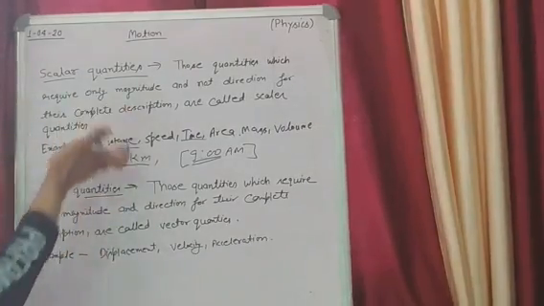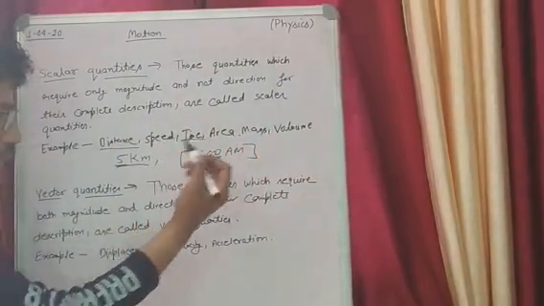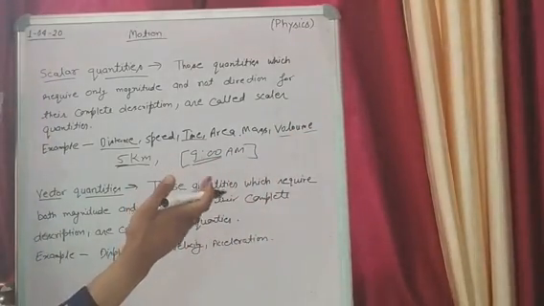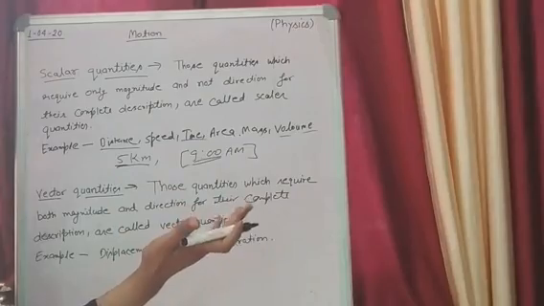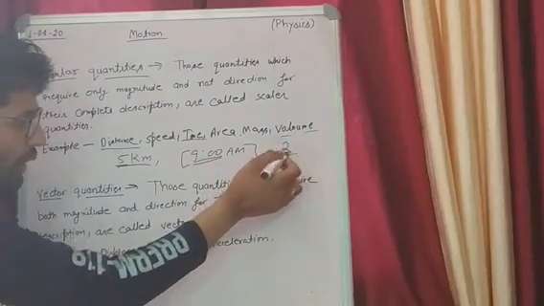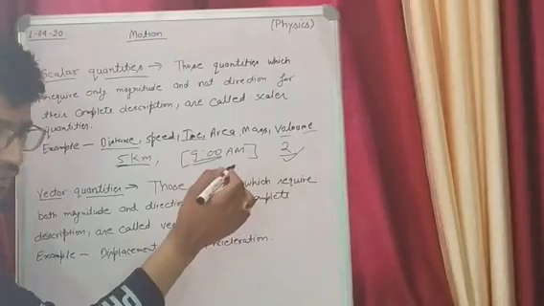We have examples also: distance, speed, time, area, mass, volume. In volume also, let me say that I want 2 liters of water. 2 liters of water. Only we need this number, magnitude. And this is completely explained.